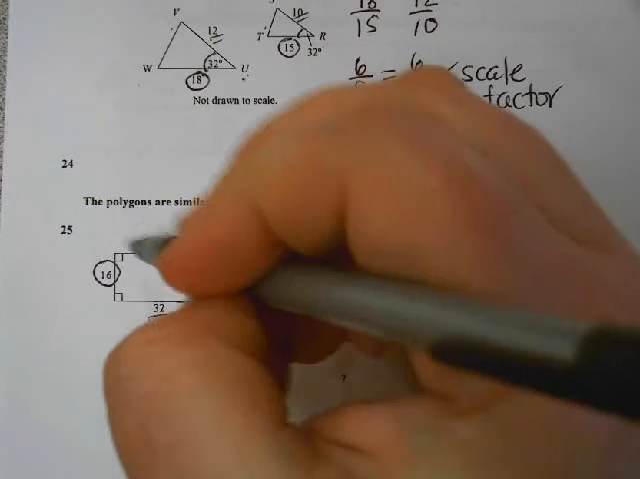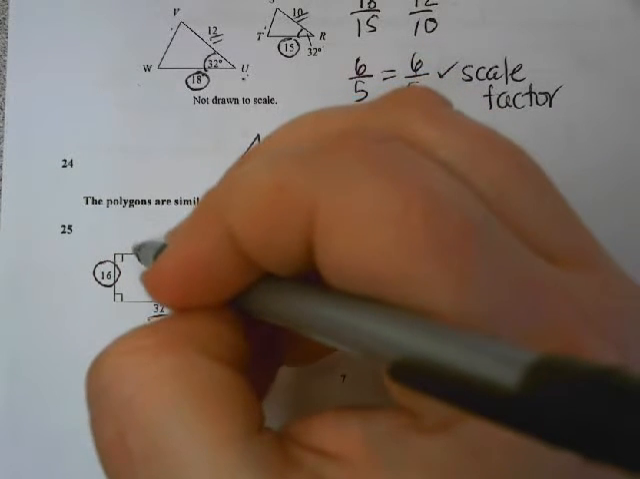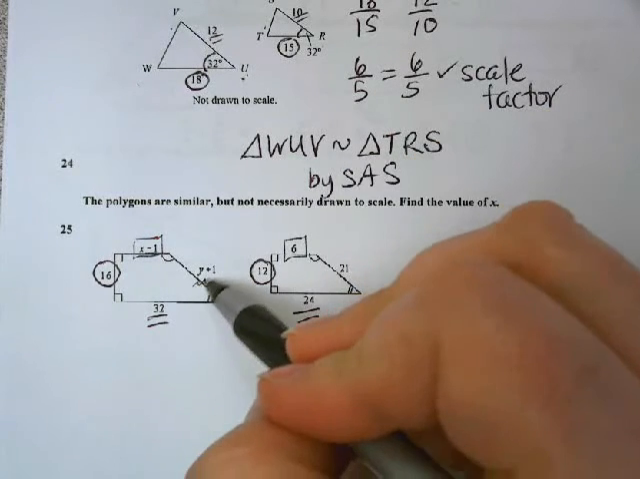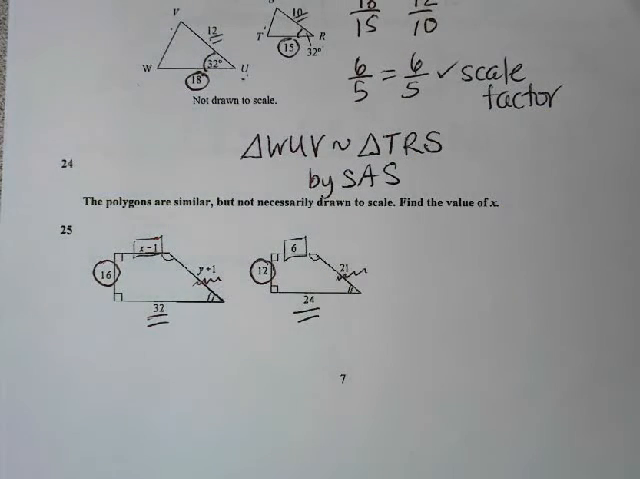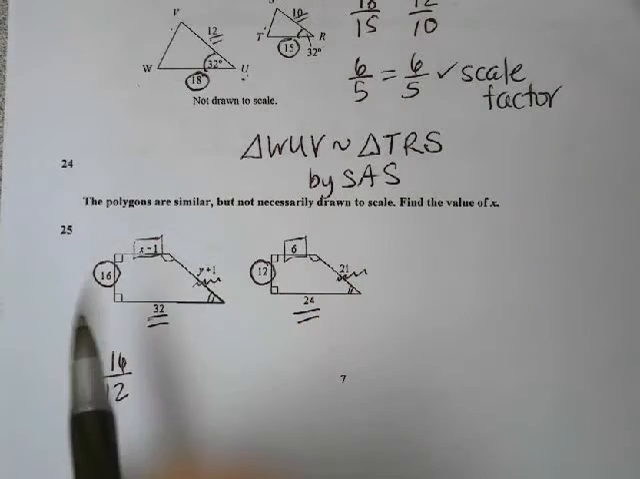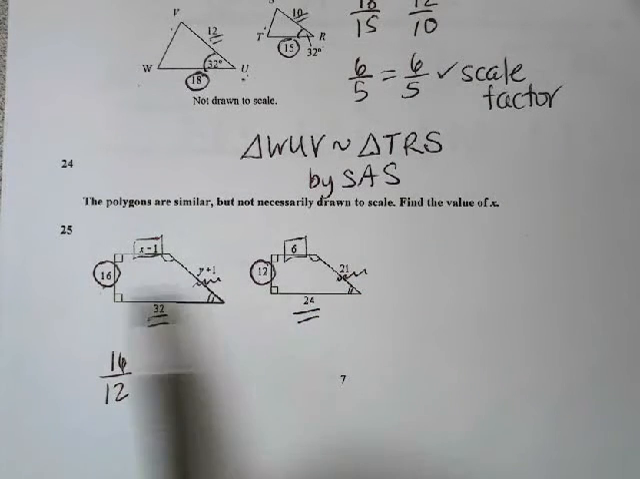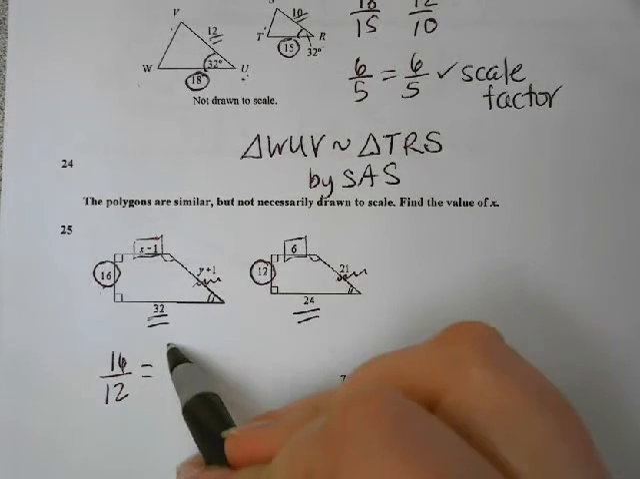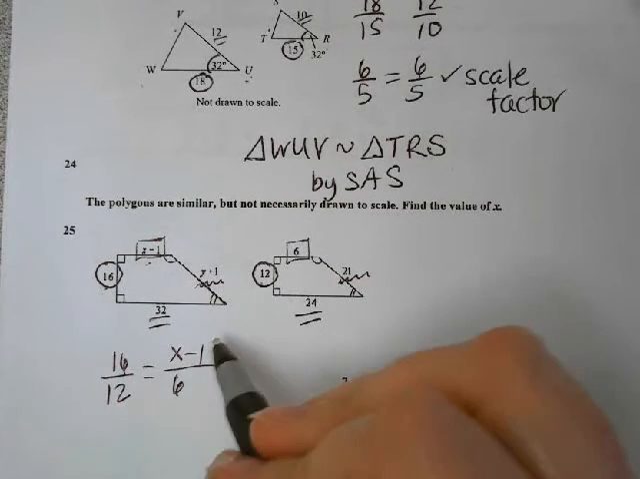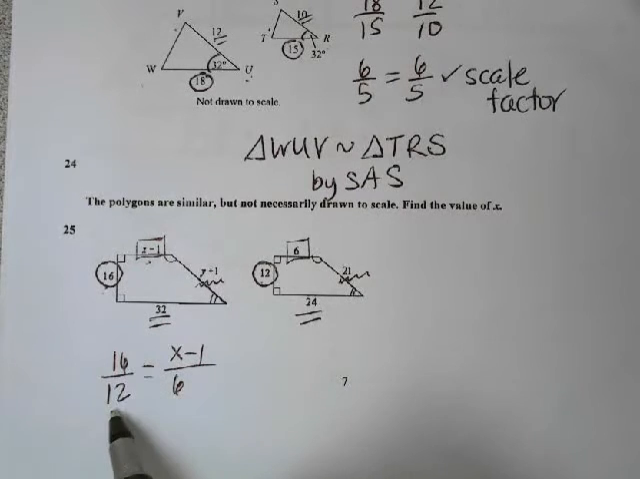So we have 16 is to 12, so I'm choosing a set that has both numbers, equal to X minus 1 is to 6. And now I'm going to cross multiply. If we want, and I would do this, is I know that I can reduce 16 over 12. I know that that reduces to 4 thirds, so it helps me. Alright, so now I'll cross multiply. 3 times X minus 1 is equal to 6 times 4 is 24.